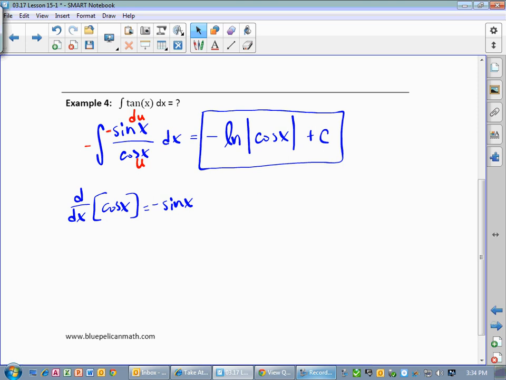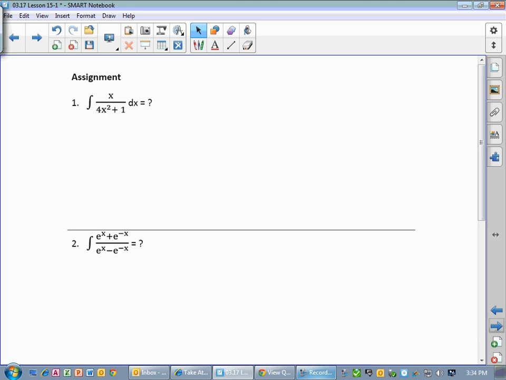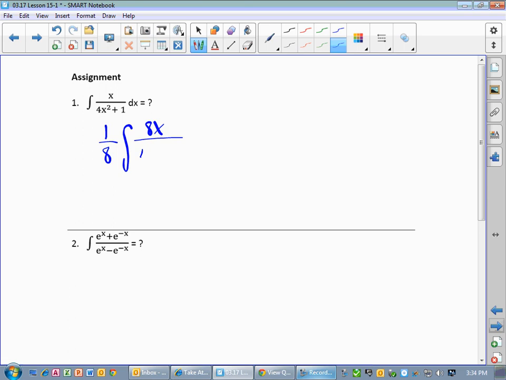Okay, so look at the first assignment problem. So what is the u here going to be? What do you think? 4x squared plus 1. So what is the du? 8x. So we don't quite have 8x. So we have to multiply by 8 and by 1/8. Right? So we'll have 1/8 times the integral of 8x over 4x squared plus 1.